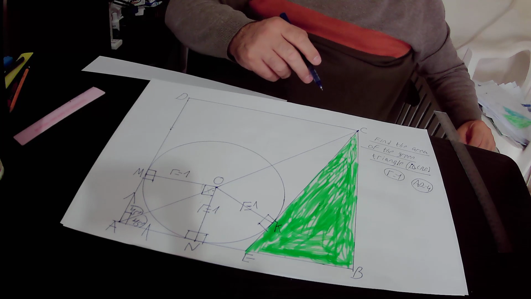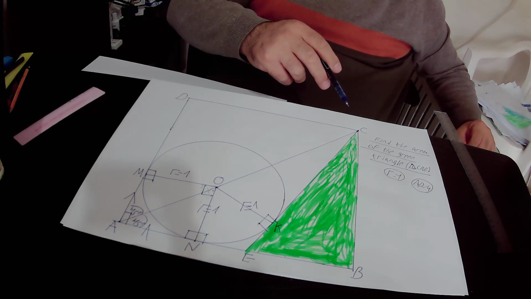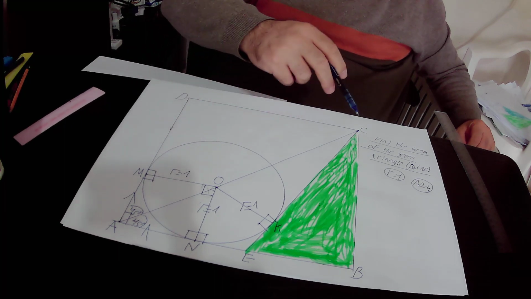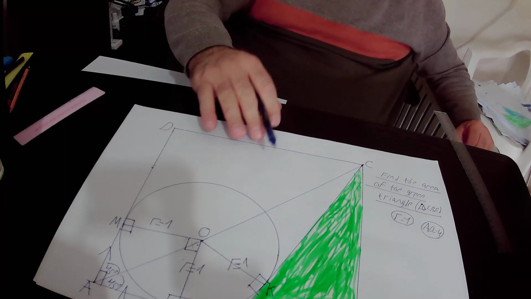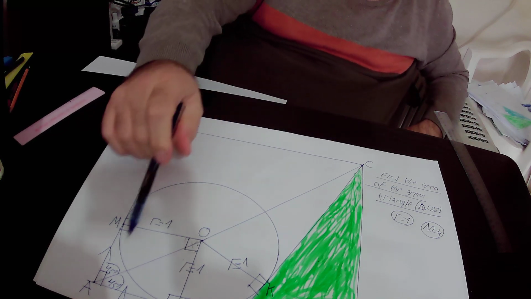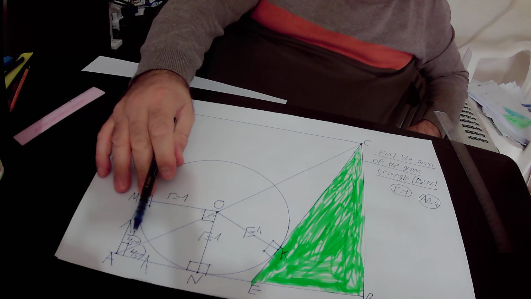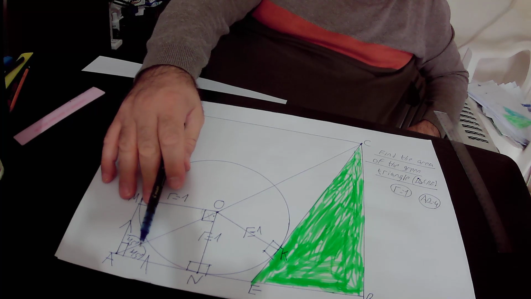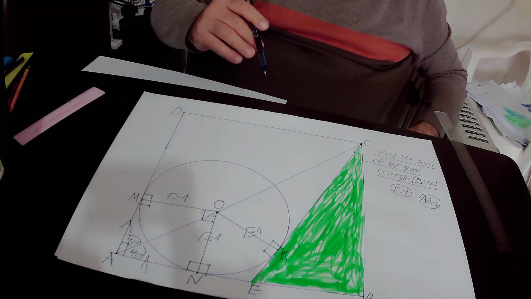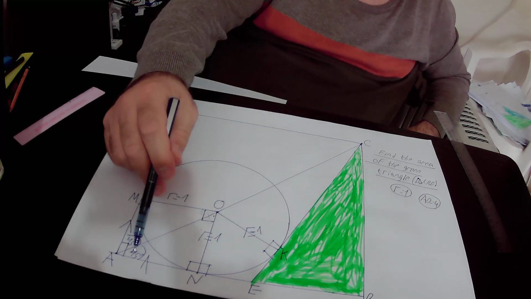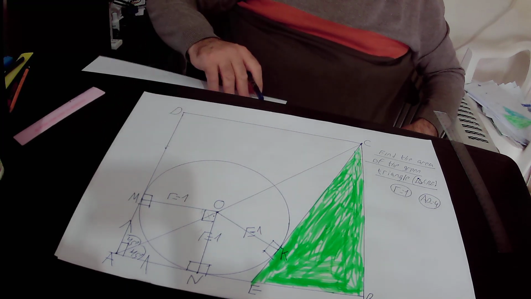Okay, according to rule number 6, the diagonal CA of square ABCD bisects this angle A into two angles of 45 degrees. So this angle equals 45 degrees and this angle also equals 45 degrees. So we can write down that angle CAB equals 45 degrees according to rule number 6.